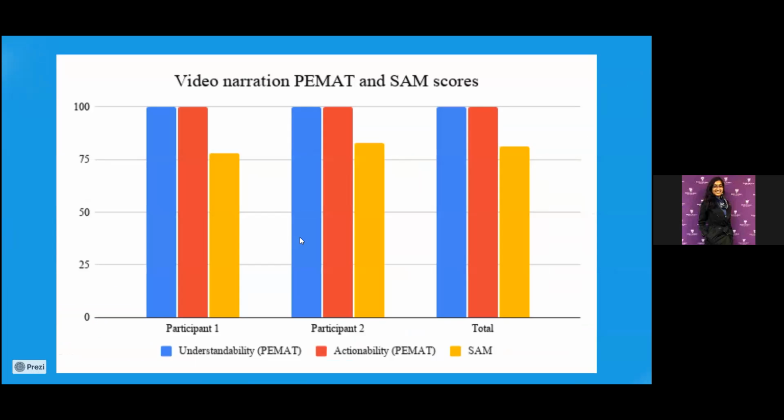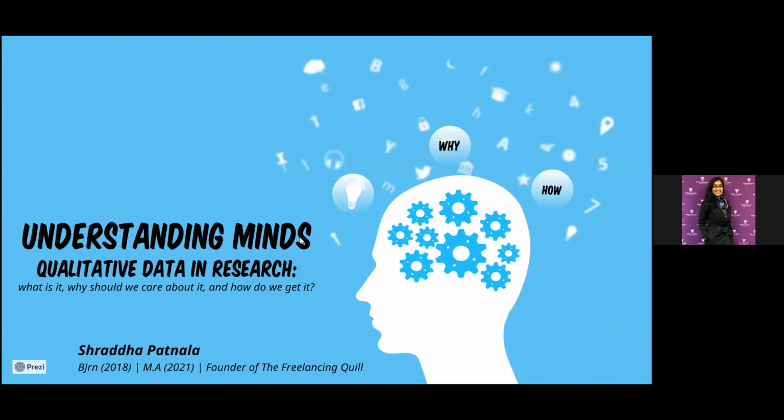In the end, there were the PMAT and SAM scores, which were quantitative data that I told you about earlier. This complemented my semi-structured interview responses. This was essentially giving the kind of data that could be easily and quickly understood and could track the progress of my materials and how well they were received and whether they were understandable, actionable, and readable. And that is where we end.